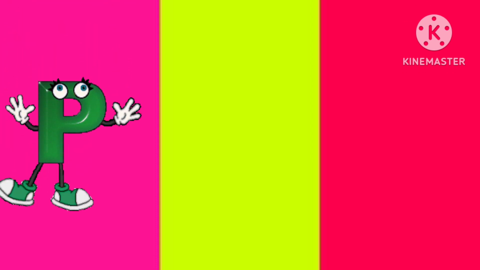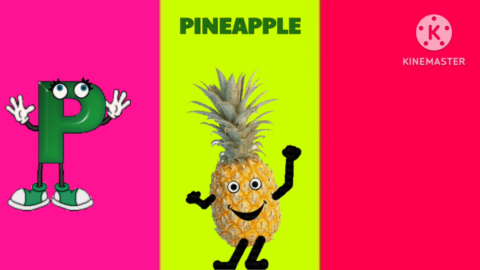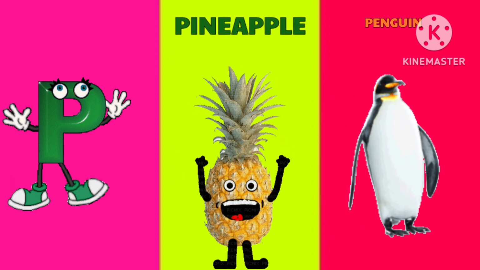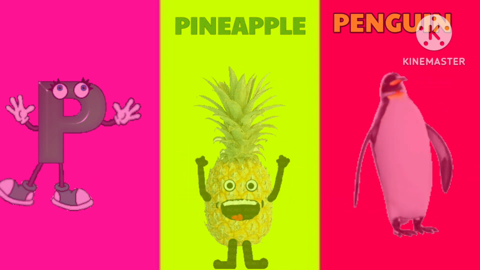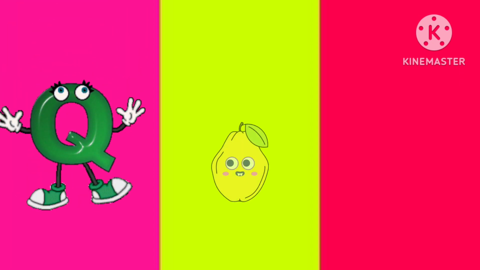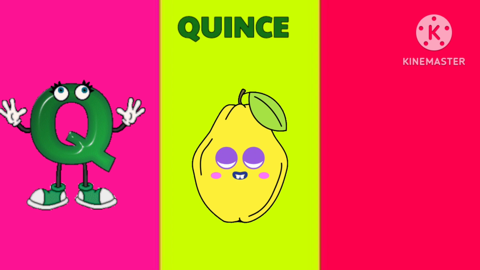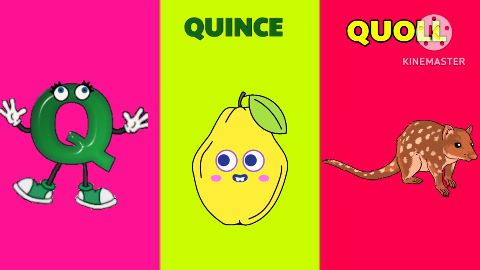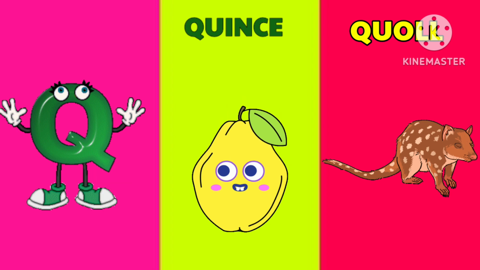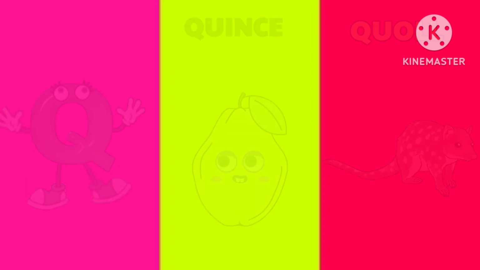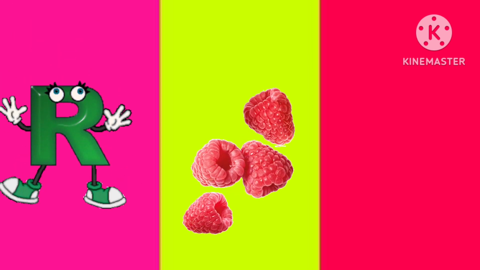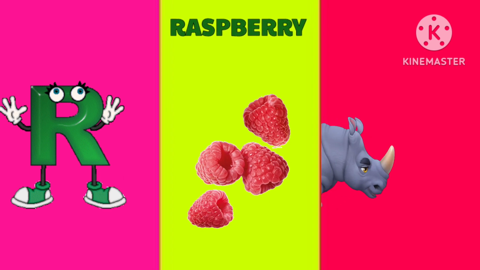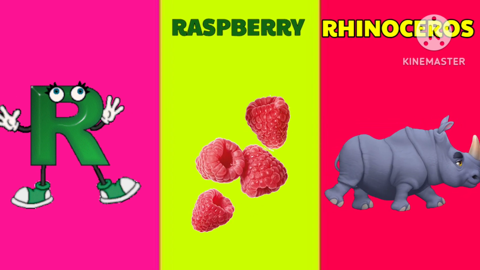P. P for Pineapple. P for Penguin. Q. Q for Queens. Q for Quoll. R. R for Raspberry. R for Rhinoceros.